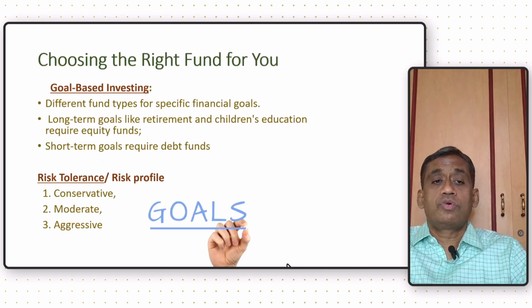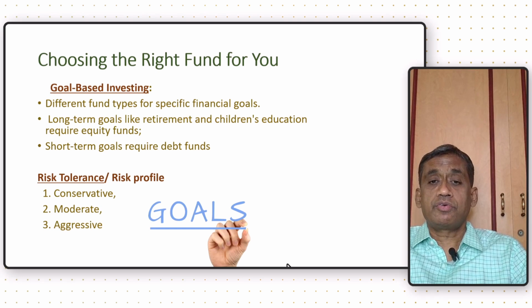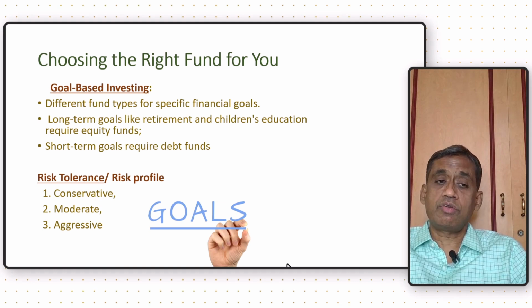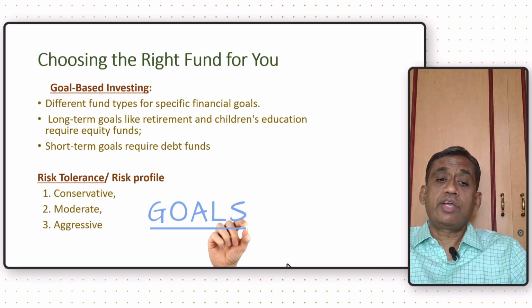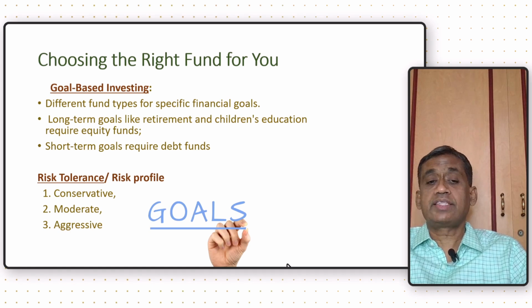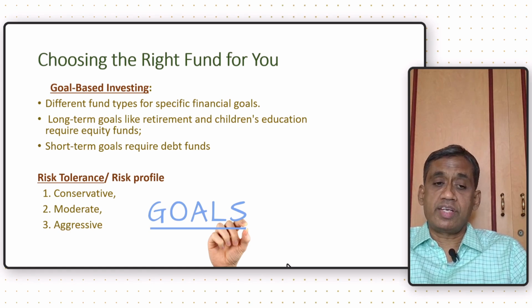Now choose the right fund for you. So many funds are available. Which fund you choose? Goal based investing. Different fund types for specific financial goals. Long-term goals like retirement, children's education require equity funds. Short-term goals, if you want money in 2 years or 3 years, require debt funds.